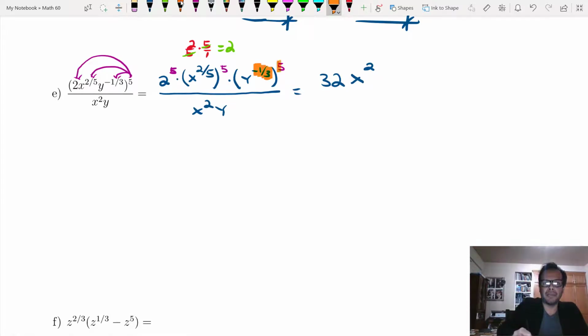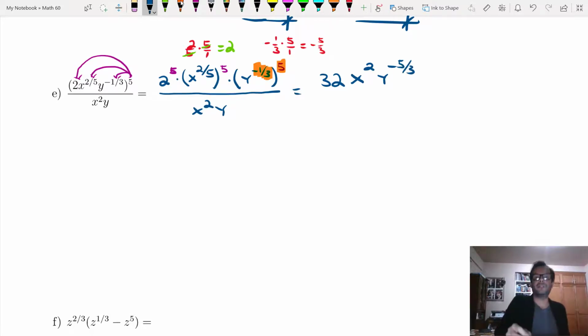And in this case, I'm going to multiply the negative 1/3 times 5. Okay, let me write it down here. Negative 1/3 times 5, but this is the same as saying 5 divided by 1. And this is going to give us negative 5/3. All right. So that's for x and that's for y, right? y to the negative 5/3. The whole thing right here divided by x squared y.